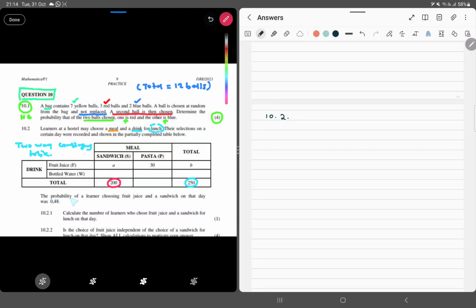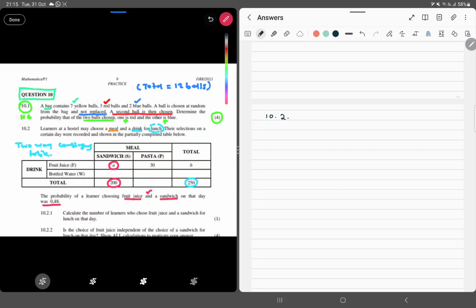Let's see. It says now the probability of a learner choosing a fruit juice and a sandwich on that day was 0.48. Very important. So look, fruit juice and a sandwich. What is that telling us? These two things are happening together. So this is giving us a probability here.